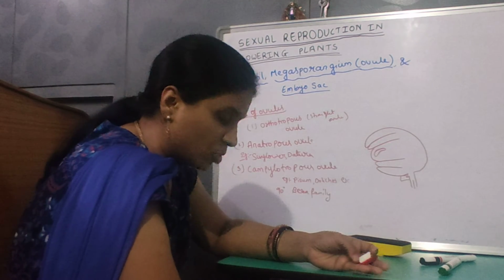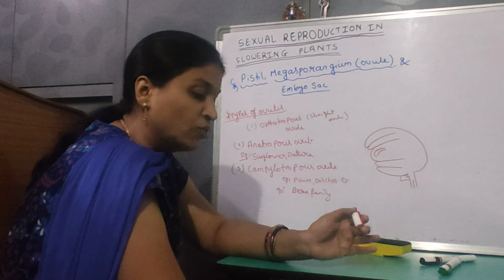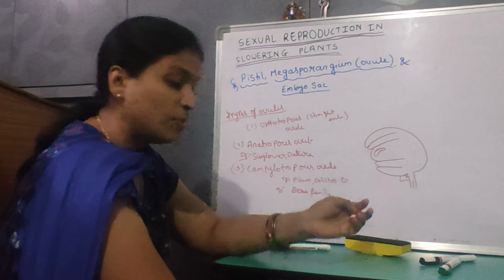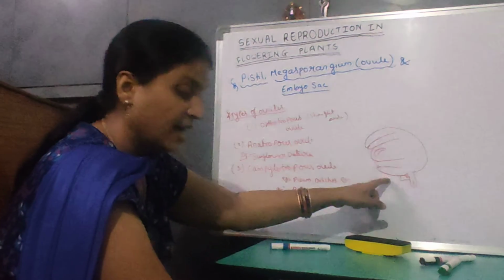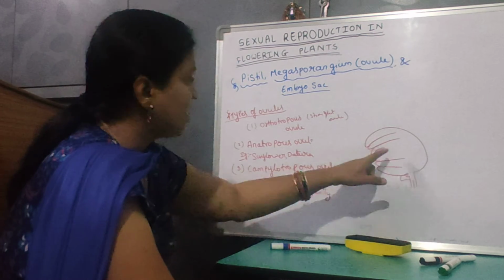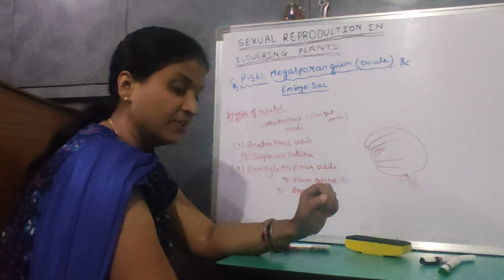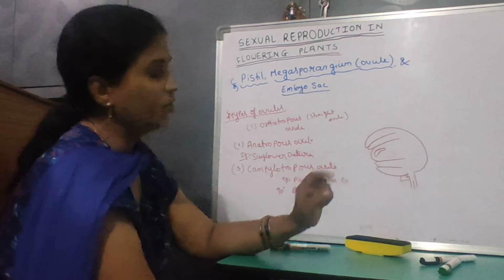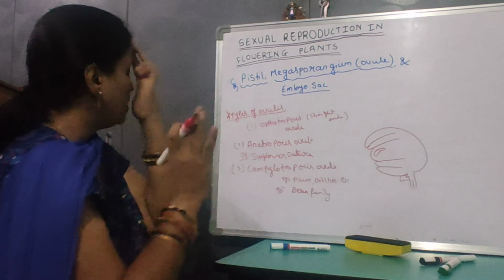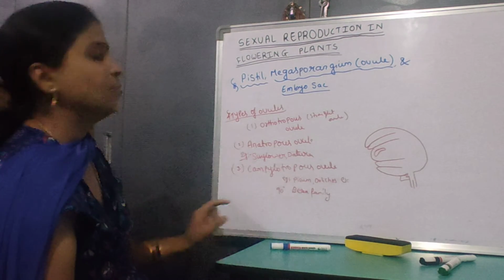So in a campylotropous ovule, the body of the ovule bends in such a way that the micropyle comes towards the funicle and the embryo sac is slightly curved. And these ovules are called campylotropous ovules. So this is about the types of ovules.